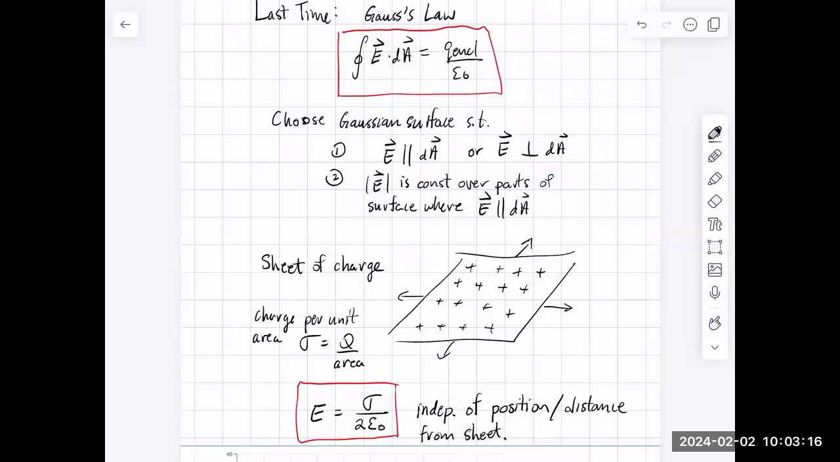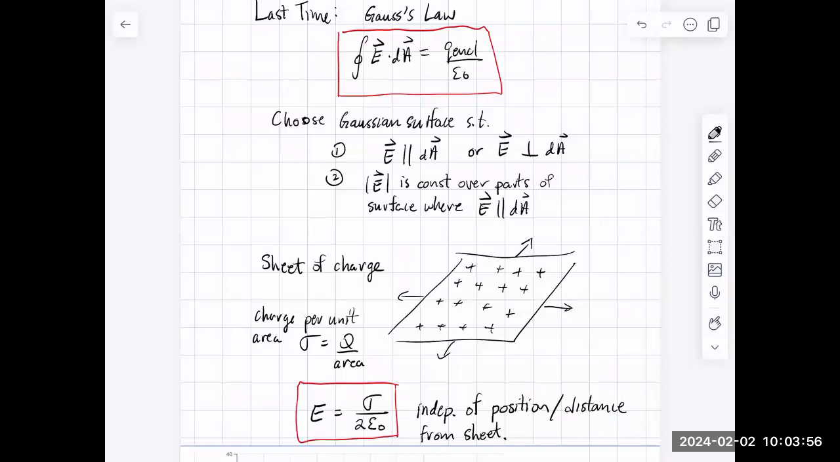We did an example at the end of our Monday class, and it was a charge sheet. The sheet has a uniform charge per unit area, which we denoted by sigma. What we calculated using Gauss's law is that the electric field was equal to sigma over 2 epsilon naught. That's an interesting result, because notice that it doesn't depend on how far away you are from this charge sheet. I could be very close to it, or very far away, and the strength of the electric field doesn't change.